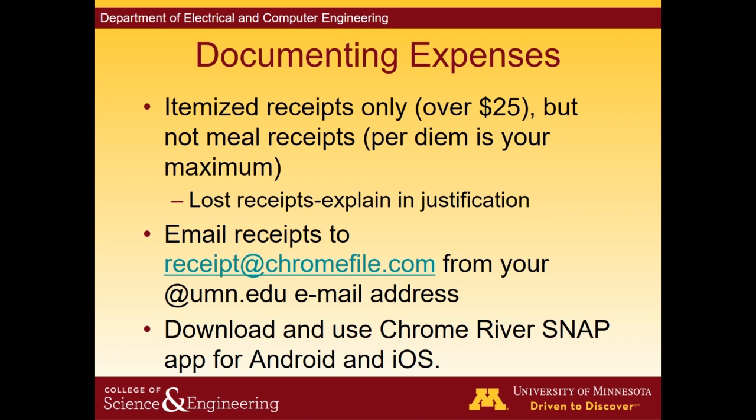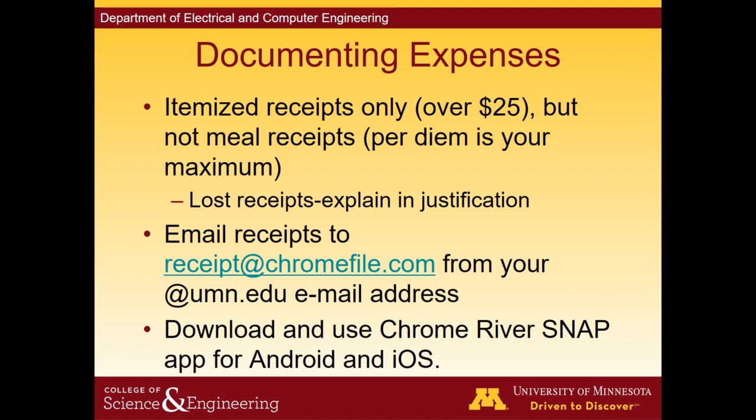So when you're documenting expenses, you need to make sure every receipt is an itemized receipt, and anything over $25 requires a receipt, except for meals, of course, which are under the per diem. There are a few ways to get receipts in the Chrome River. One is to email a receipt to receipt@chromefile.com, which you'll find that information on the referencing web pages I pointed to earlier.